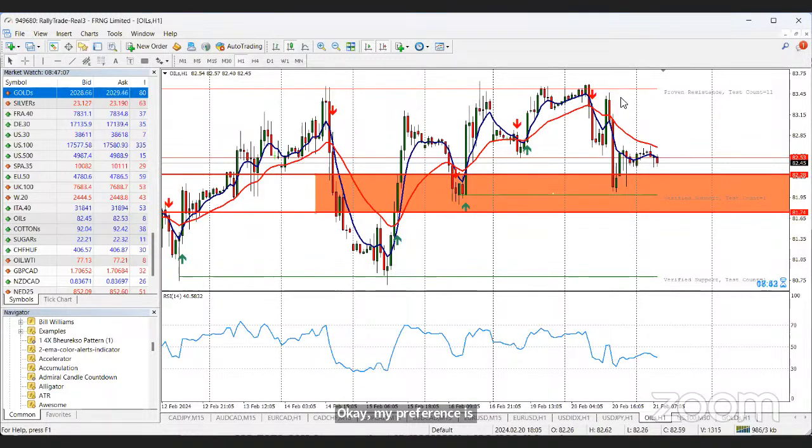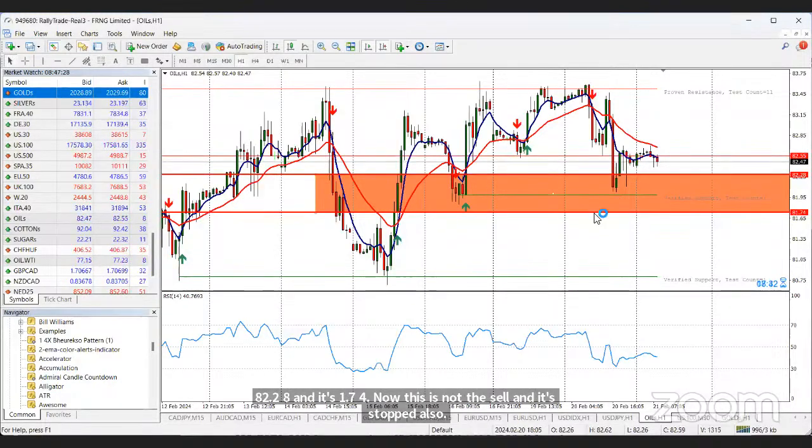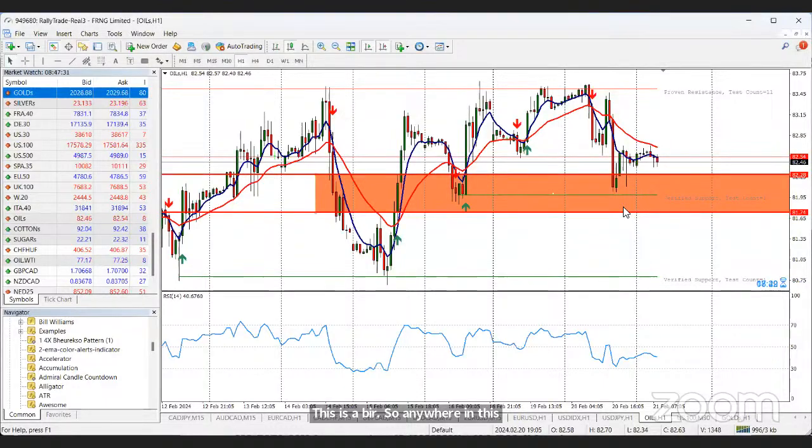All right, yes, the US Canadian dollar did what it did, but we can see that it's not being supported. Two things. So we can buy from these regions, between 82.28 and 81.74. Now, this is not a sell and its stop loss. So this is a buy region. So anywhere in this region, you can take your buys. Our scalpers, you can stack as well.